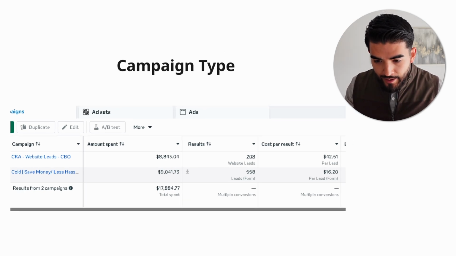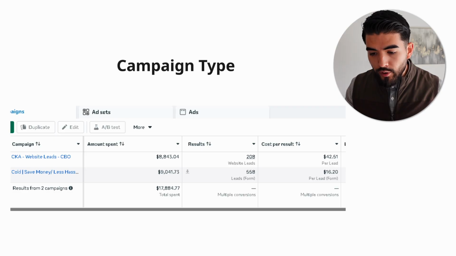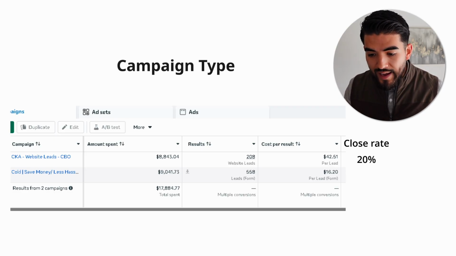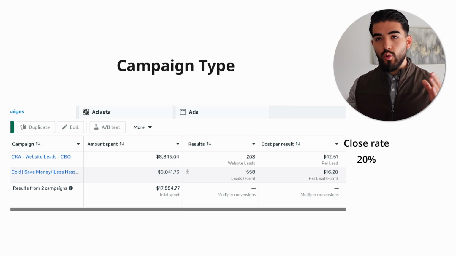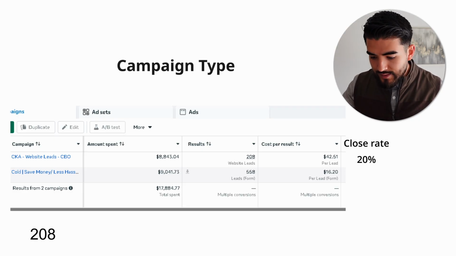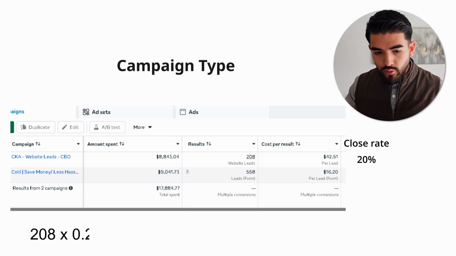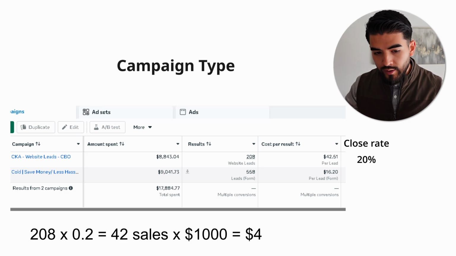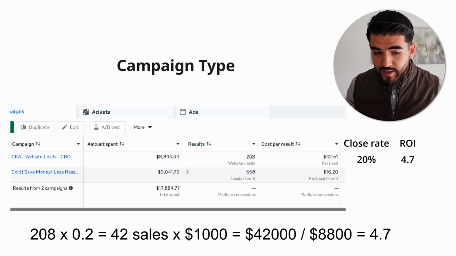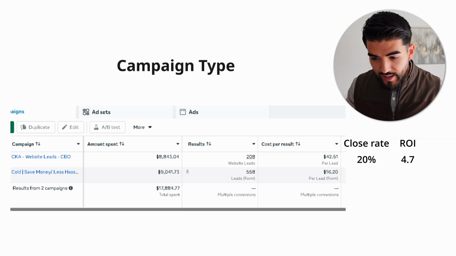So if we look at the website leads, they're $42 a lead. The one below is $16 a lead. Well, the website leads close at 20%. And our average order value is $1,000, right? So check this out. We have 208 leads. And if we multiply that by 0.2, we have almost 42 sales. Let's just call it 42 sales here. So we have 42 sales, multiply that by $1,000, well, we get $42,000. If we divide that by $8,800 in ad spend, the actual return on investment from this campaign is a 4.7.